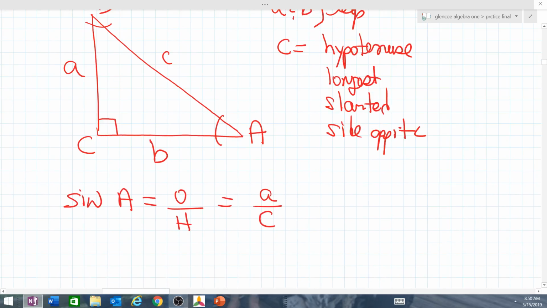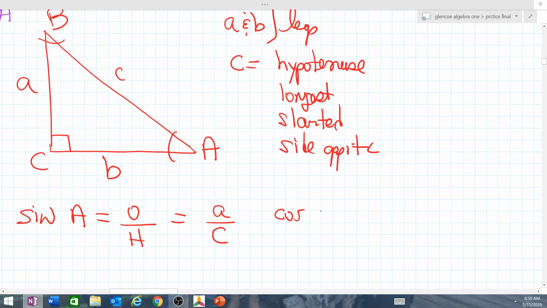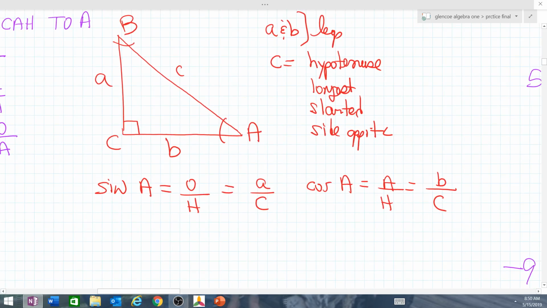If I wanted to find the cosine of angle A, which 2 sides do I need? So, adjacent over hypotenuse. What's the adjacent side to angle A? B. What's the hypotenuse? C. And if I want to find the tangent of angle A, which two sides do I need? Opposite over adjacent, which would be side A over B.